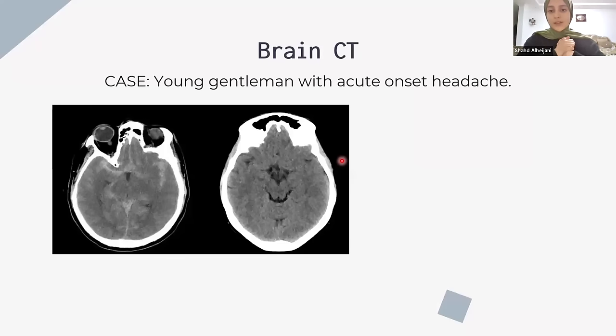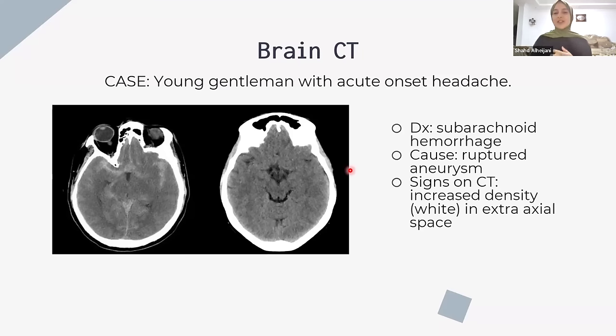Okay, here we have a first case. A young gentleman with acute onset headache. Here, this is the normal one for comparison, and this is the patient. Can you guys diagnose? What do you think is going on? We got subarachnoid hemorrhage. Do you guys agree? Subarachnoid? Okay, so for all of you who said subarachnoid hemorrhage, you're correct. The diagnosis here is subarachnoid hemorrhage.